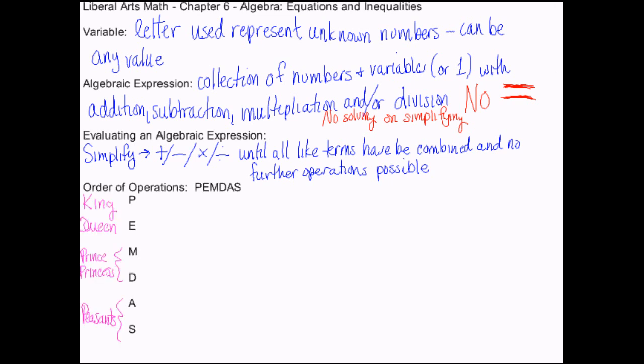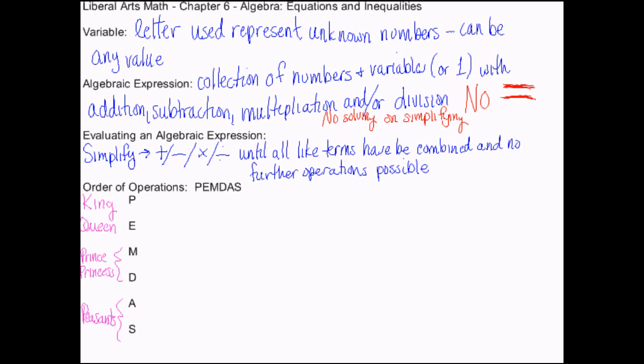PEMDAS: please excuse my dear Aunt Sally. This is the order that the operations of math are performed in, because this is the order it was decided they were performed in many hundreds of years ago. The reason we have this is so that everybody given the same math problem, regardless of where you are in the world, will come up with the same answer.